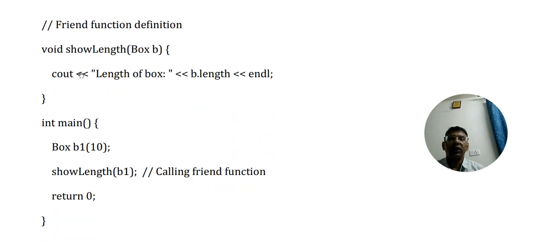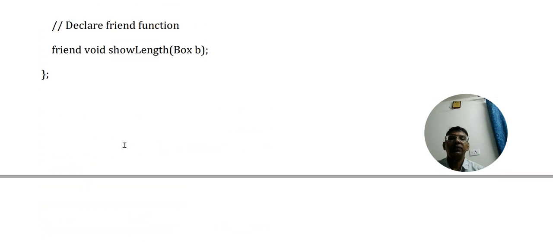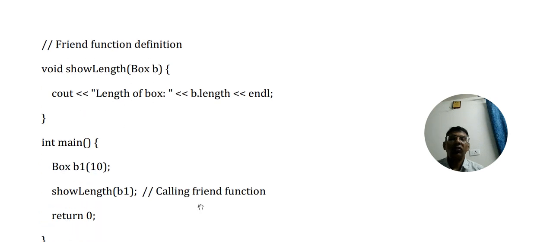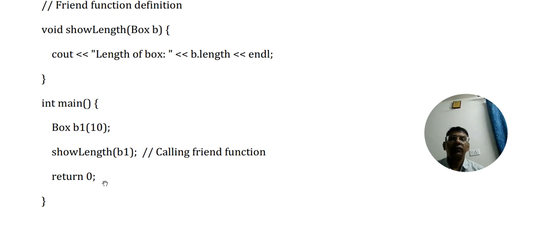Next, let's come to the main function here. int main, Box b1. Box is a class, right? And b1 we are creating as an object, and the parameter we are passing is 10. Then showLength(b1). So now we are calling the friend function showLength, and then return 0, right?